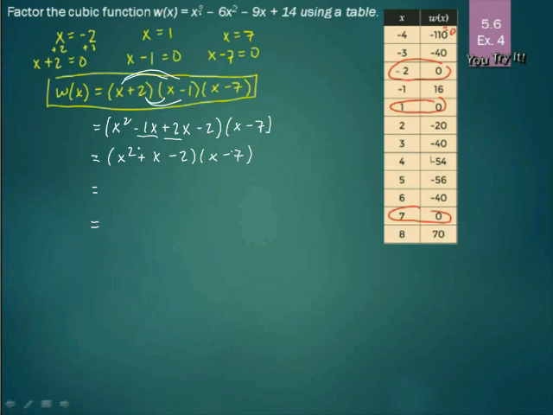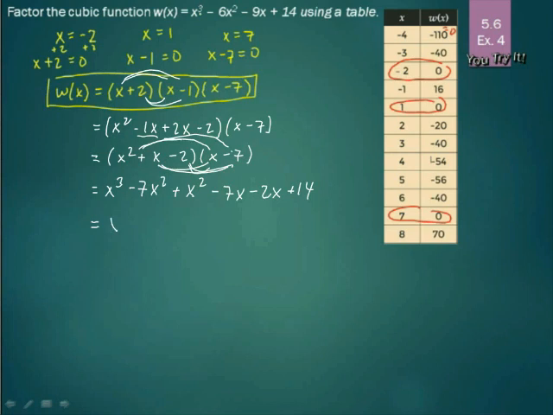So multiplying this out, x squared times x gives us x cubed. x squared times negative 7 gives us negative 7x squared. x times x gives us positive x squared. x times negative 7 is negative 7x. Negative 2 times x is negative 2x, and negative 2 times negative 7 is positive 14.